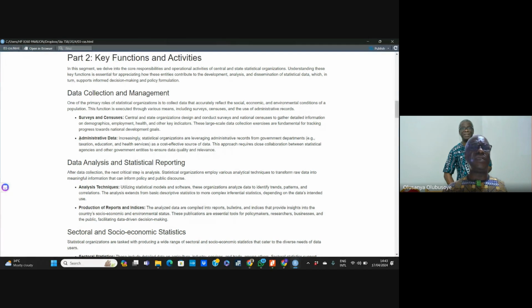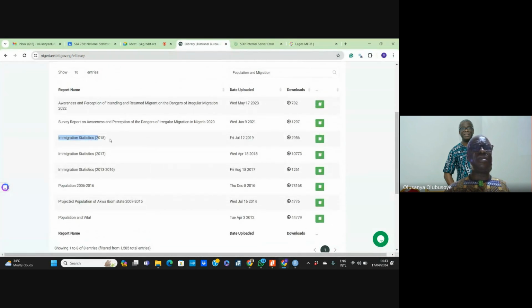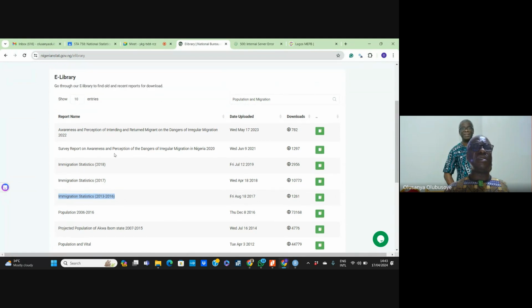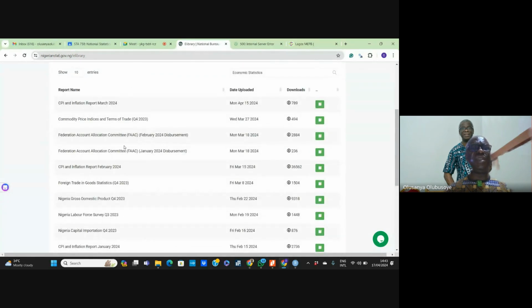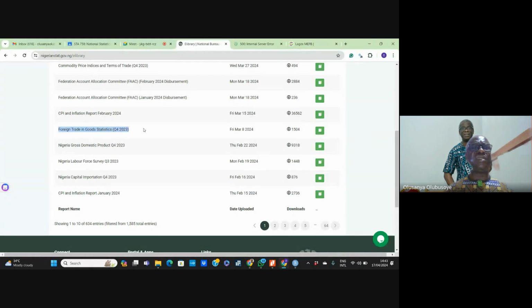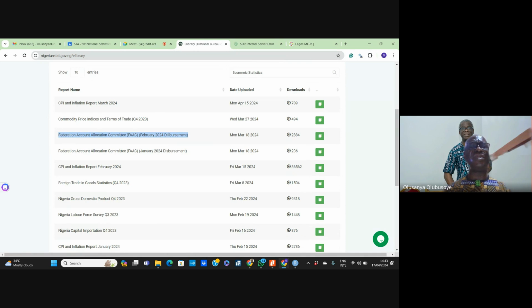Then, apart from censuses, they also produce administrative data. You can see the other time I was showing you immigration, they have to collect this data, for instance, from the immigration office. They are administrative data, and there are many of them. There are those they will collect from CBN, for instance, like foreign trade and goods statistics. Then Federation Account Allocation Committee disbursement. These are all administrative data produced by the National Bureau of Statistics.